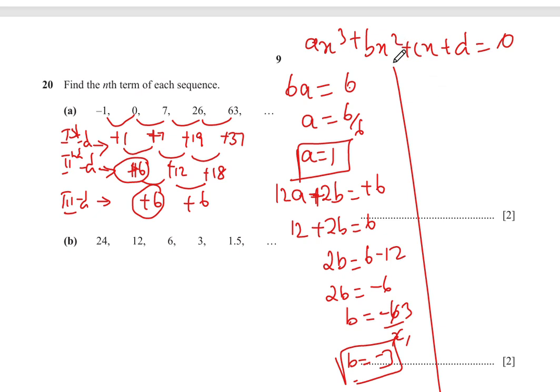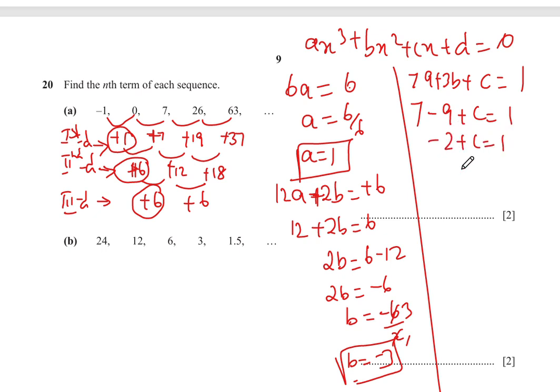And the next one is the third number. The third difference is plus 1, and that is always equal to 7a plus 3b plus c. So that is equals to plus 1. We already know what a and b are, so substitute. 7 minus 3 threes is 9, plus c is equals to 1. 7 minus 9 is minus 2. So minus 2 plus c is equals to 1. Then c is equals to 1 plus 2, so c is equals to 3.